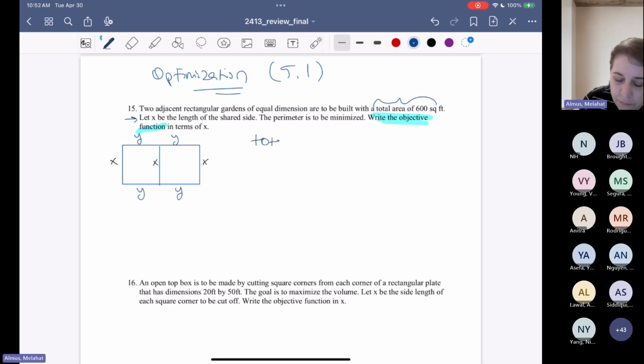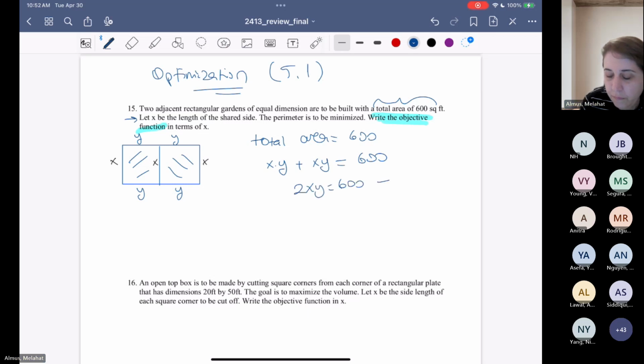Total area equals 600 means x times y plus x times y is 600. So it's 2xy, which means y is 300 divided by x. That's the relationship between x and y. The perimeter is to be minimized, so your objective function is about the perimeter.